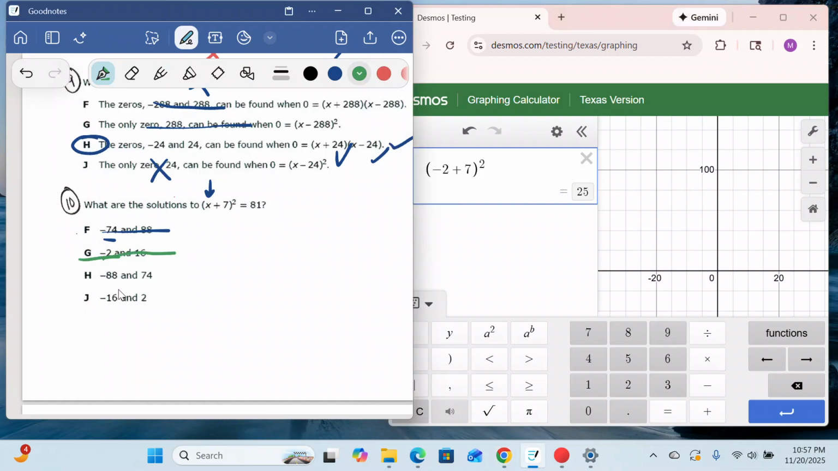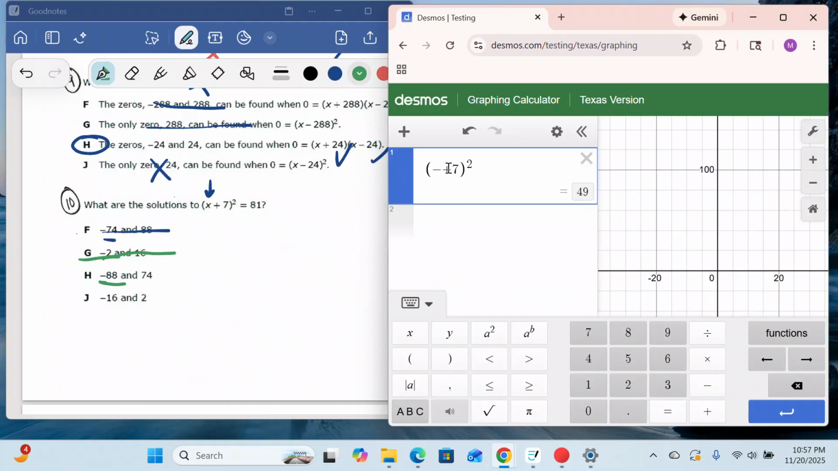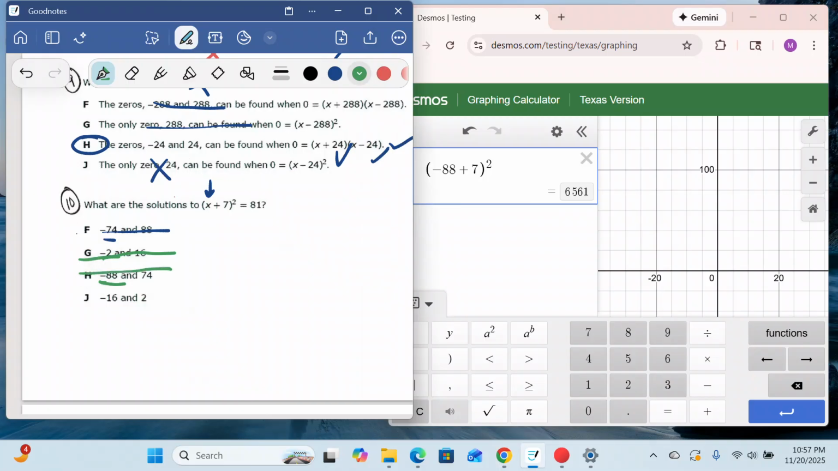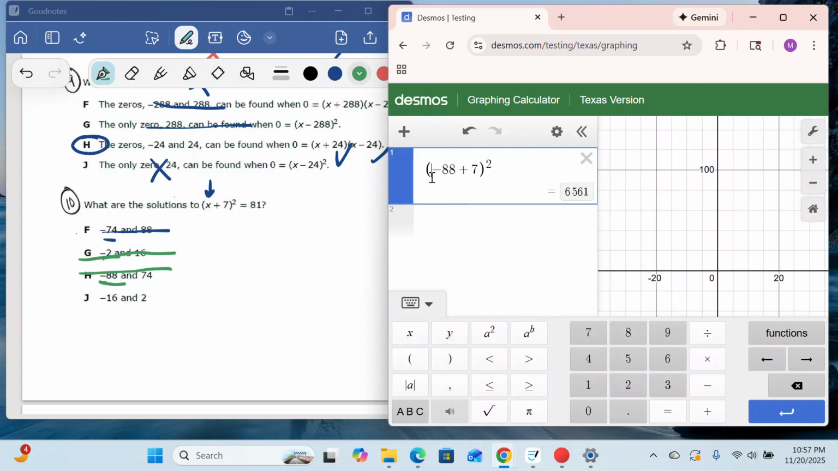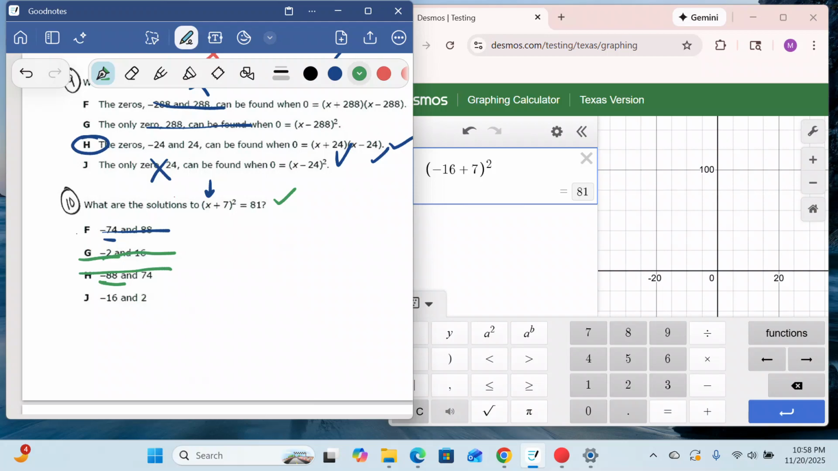So I'm going to check the next one. I'm going to go to negative 88. Instead of negative 2, I'm going to put negative 88. And that gives me 6,561, not even close to 81. So most likely it's the last one. So I'm going to input it so I can prove my answer is correct. I'm going to get rid of that big number, negative 88, and put negative 16. Well, there it is. It gives me 81.